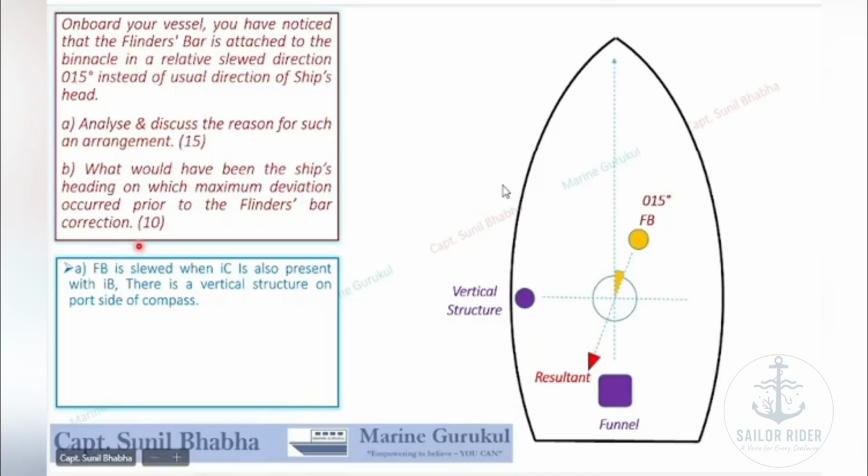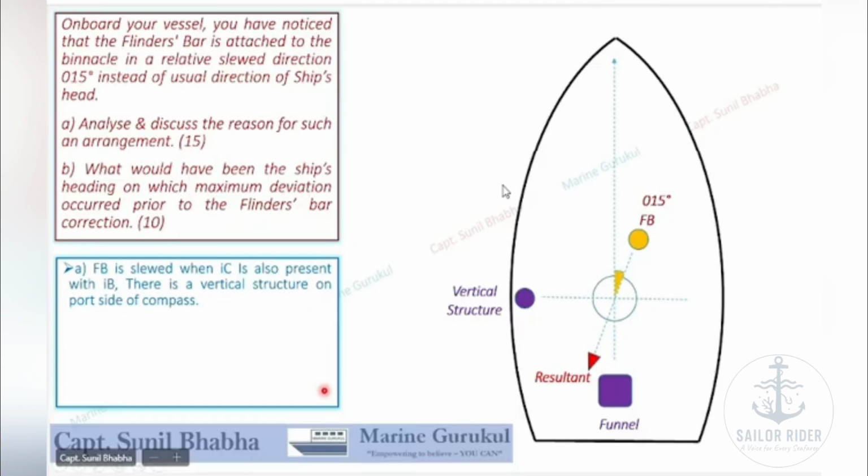So this is the analysis for the first part of the question. Now the second part of the question says, what would have been the ship's heading on which the maximum deviation occurred prior to the Flinders bar correction? The meaning of this question, part B, is that we have seen that the resultant of IB and IC, funnel and the vertical structure, lies in this particular direction, in the direction of the red arrow. Now, what is the heading on which this resultant would cause maximum deviation?